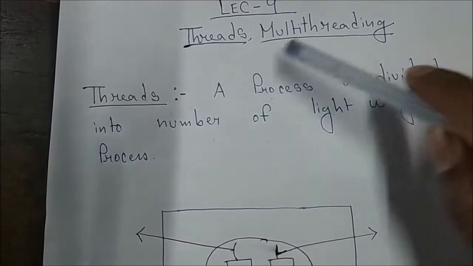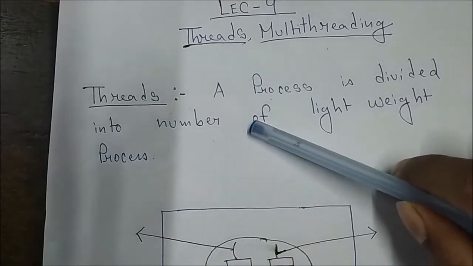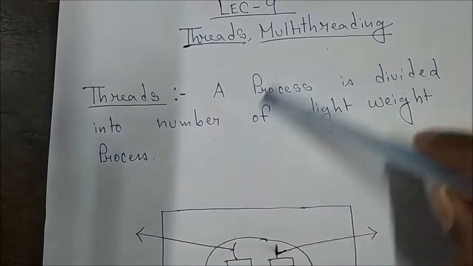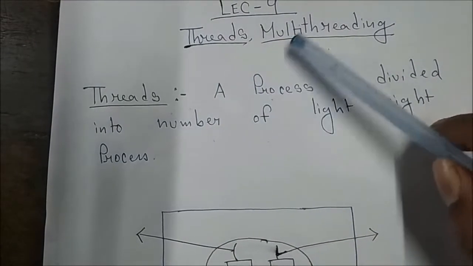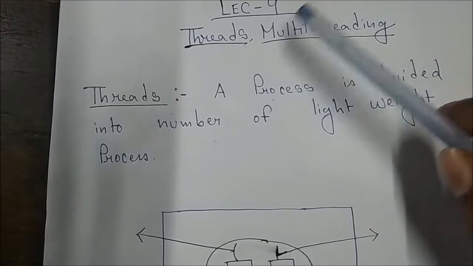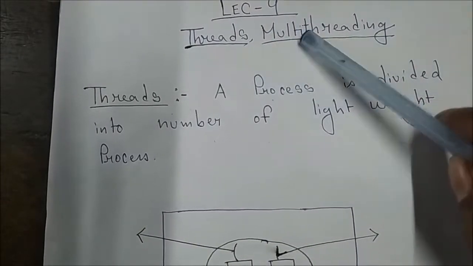This topic, thread and multi-threading, is not so important for GATE, but in previous years' GATE question papers, I have seen they have asked about kernel level thread and user level thread. So before understanding kernel level thread and user level thread, you have to understand thread and multi-threading. What is a thread and what is multi-threading?